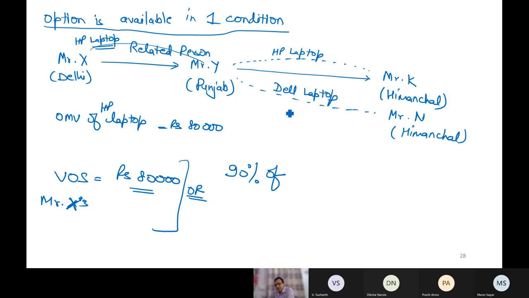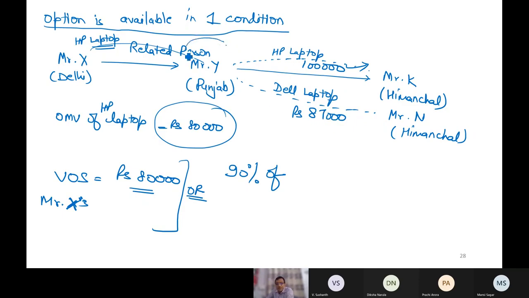This laptop is available for ₹87,000. And this HP laptop, which the Punjab person will supply to Mr. K, will be, of course, a little bit more. So he will charge 1 lakh. This Punjab person has purchased this laptop for 80,000, but why will he supply for 80? He will add his profit and will supply the product at 1 lakh rupees. Dell laptop is being supplied by this Punjab recipient to Mr. N in Himachal at 87,000.